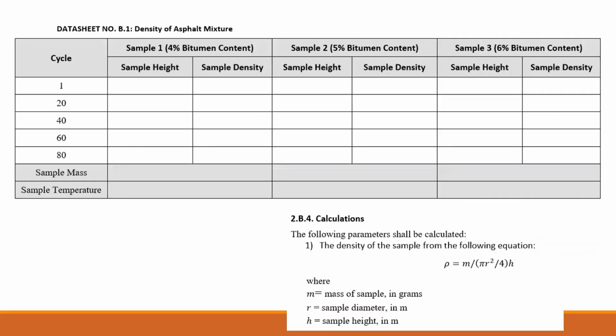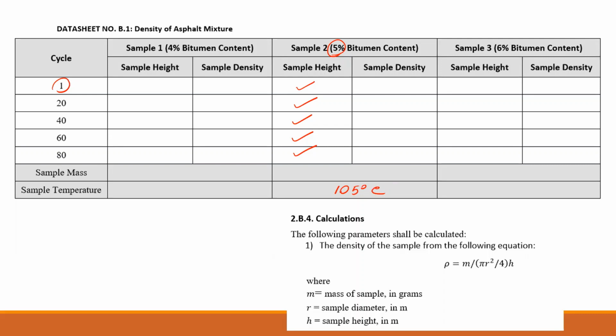So this is the table that you need to fill for part B. As I told you, while the compaction is happening, we read the number of cycles and the relevant specimen height. So we are doing for 5%. You can get this reading from the machine when it is compacting. And as I told you, the sample is heated to 105 degrees Celsius.